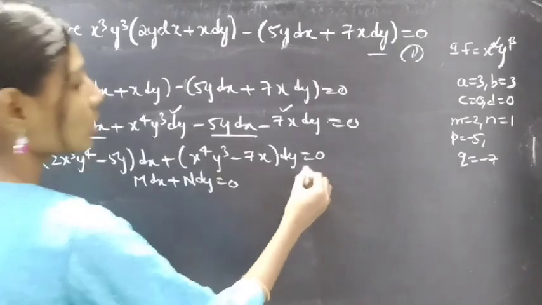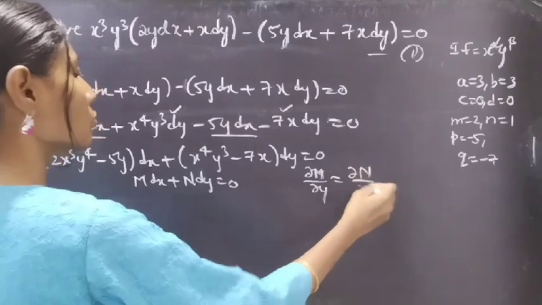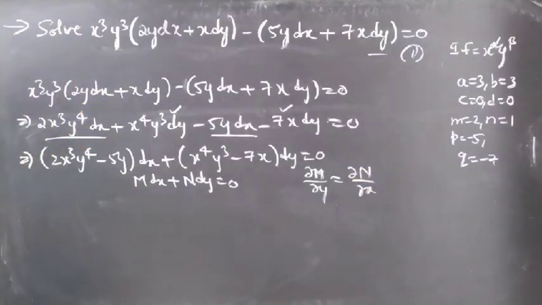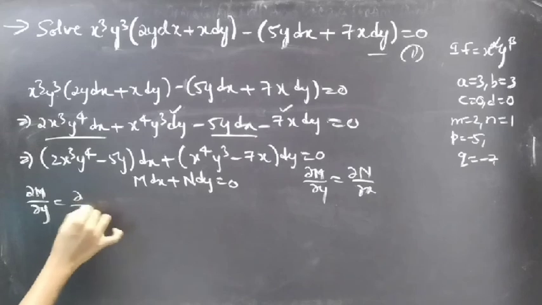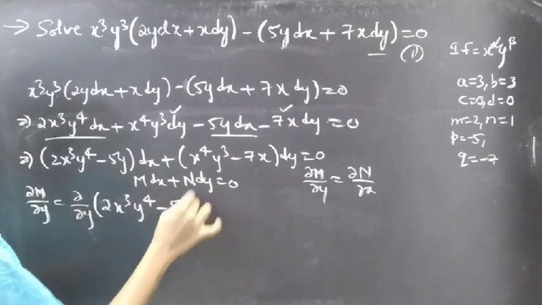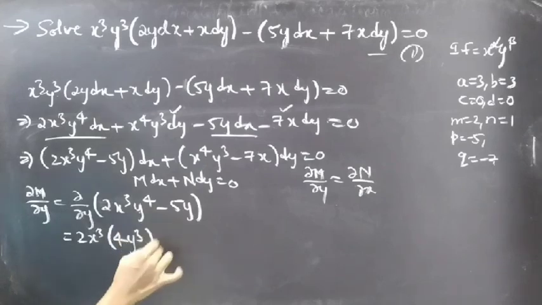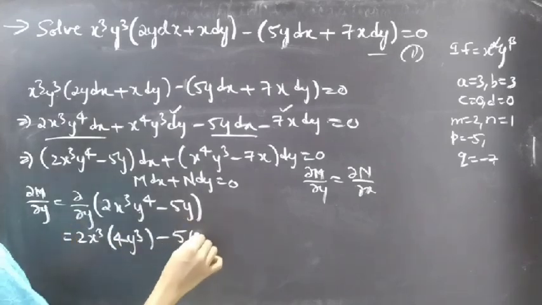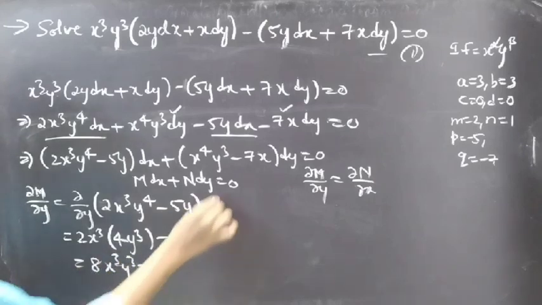So here we need to find the partial derivative of M with respect to y and the partial derivative of N with respect to x. If these two are equal, we can say that the given differential equation is exact. Let's find partial derivatives of M and N. Partial derivative of M with respect to y: here we are finding the partial derivative of M with respect to y, so we'll treat x as constant. So you'll get 2x cube into partial derivative of y power 4 with respect to y is 4y cube, minus 5 into partial derivative of y with respect to y is 1, which gives us 2 4s are 8 x cube y cube minus 5.